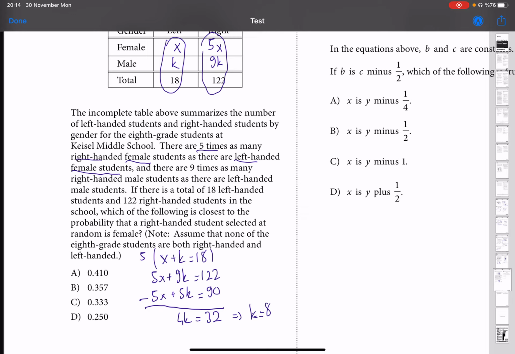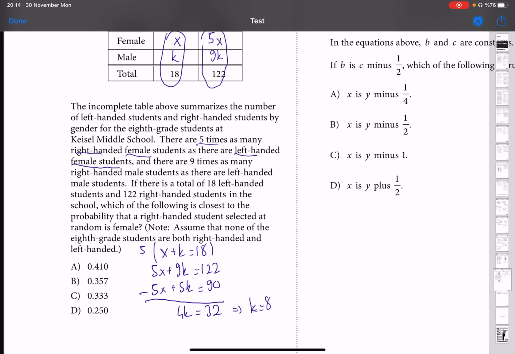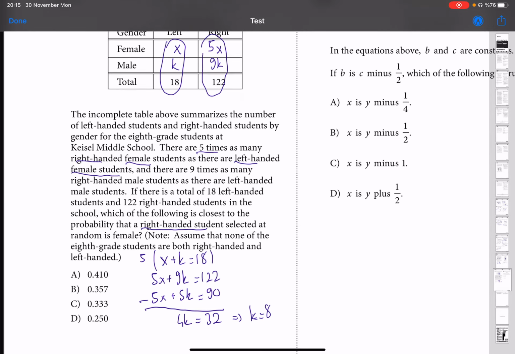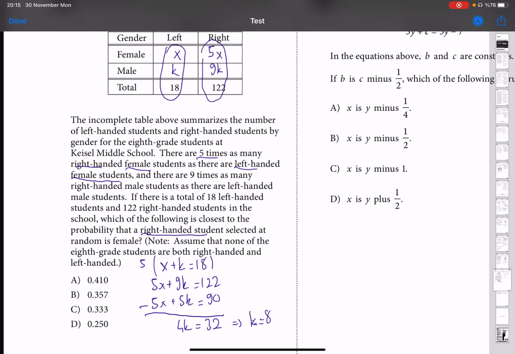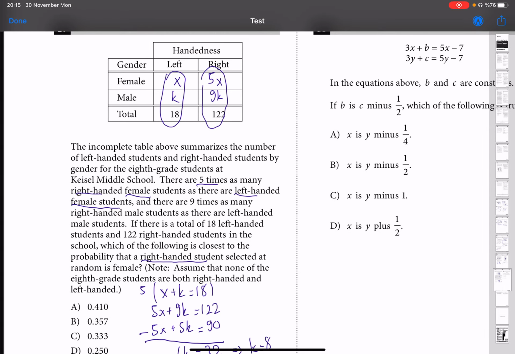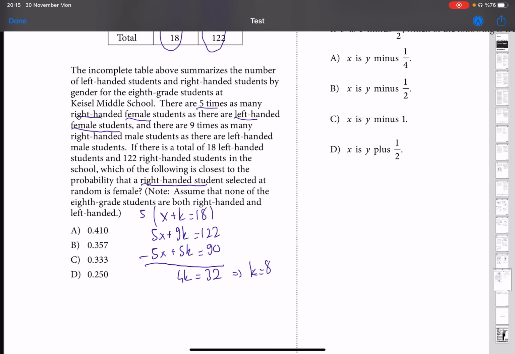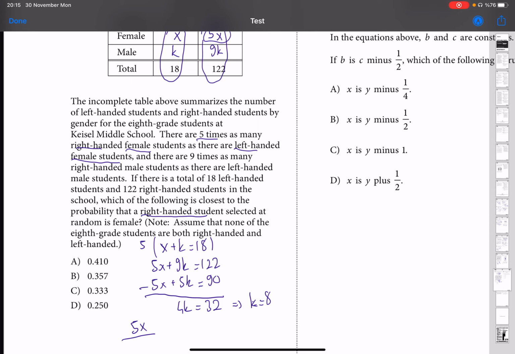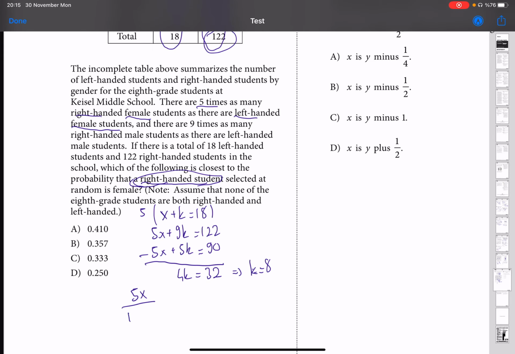So the question is asking what is the probability that a right-handed student selected at random is female. The right-handed female number was 5x, and the question is choosing from the right-handed students. So the total number of right-handed students was 122. Let's find x by substituting k here.